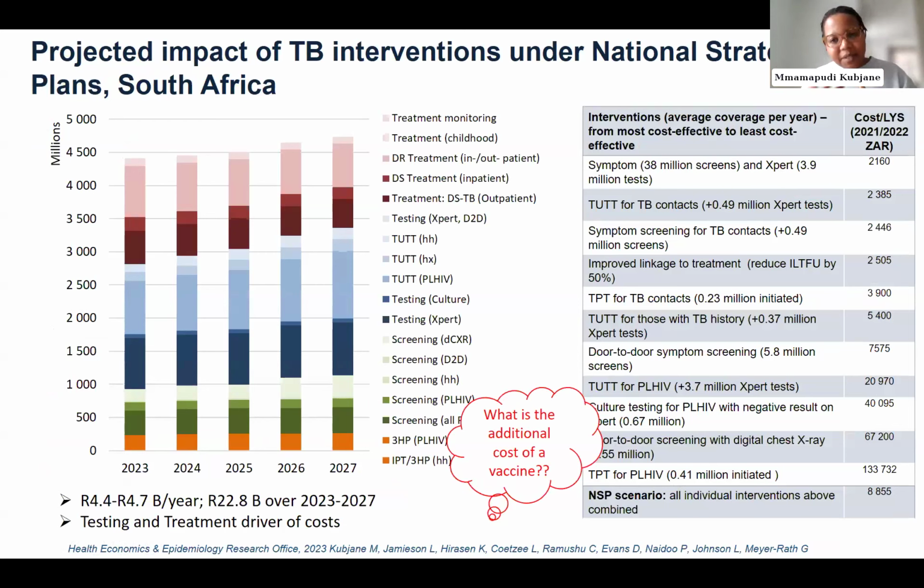And similarly, with a new vaccine, we could also do the same and tell them what would be the additional cost of that and its impact, and how it would compare relative to the other interventions that are in the program.